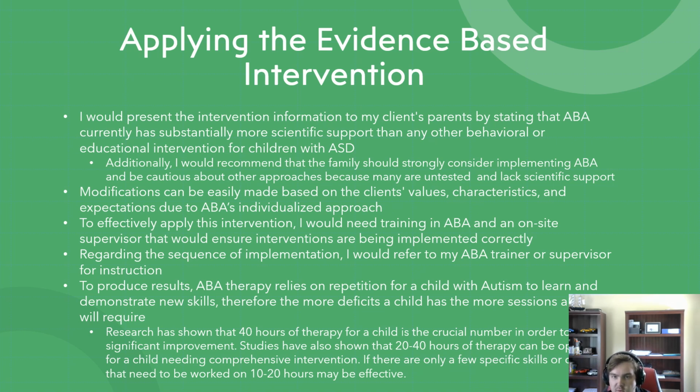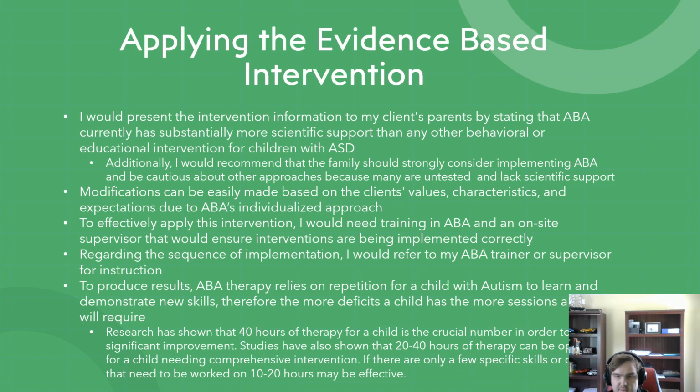Regarding the sequence of implementation, I would refer to my ABA trainer or supervisor for the instruction, as they are professional in that area. To produce results, ABA therapy relies on repetition for a child with autism to learn and demonstrate new skills. Therefore, the more deficits a child has, the more sessions they will require. Research has shown that 40 hours of therapy for a child is a crucial number in order to see significant improvement. Studies have also shown that 20 to 40 hours of therapy can be optimal for a child needing comprehensive intervention.